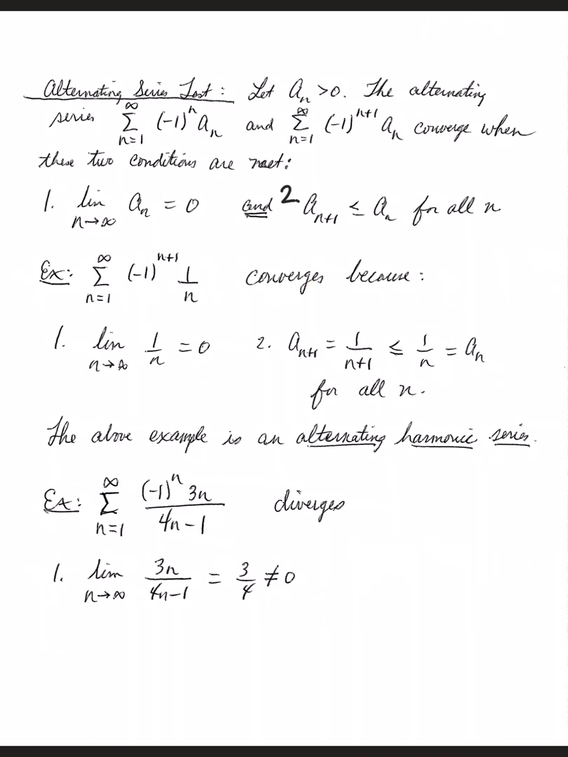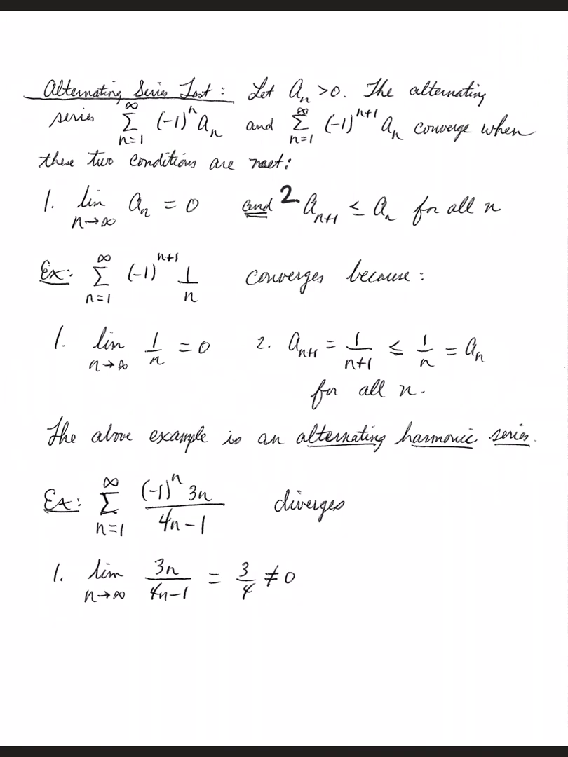Here's why. This is your a sub n term, and its limit goes to 0. That's condition 1. Condition 2 is that 1 over n is greater than 1 over n plus 1. Let me say that again. 1 over n is greater than 1 over n plus 1, which means the terms are decreasing. And we know that intuitively: as you let your denominators get larger and larger, the value overall gets smaller and smaller.